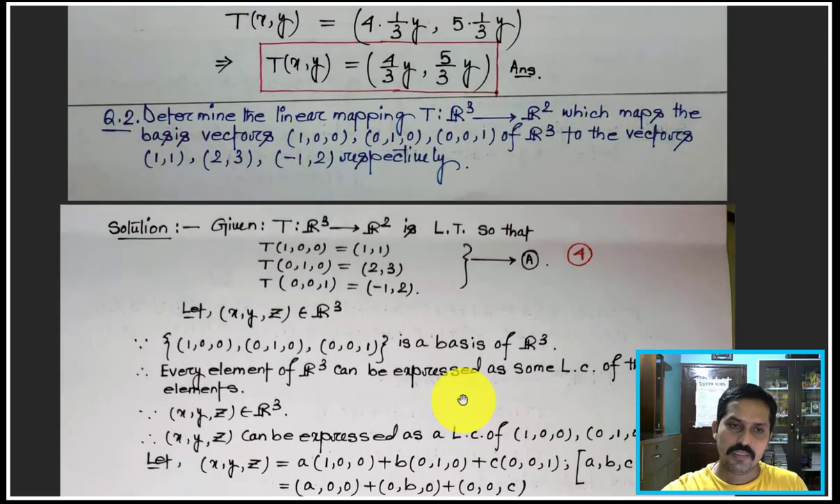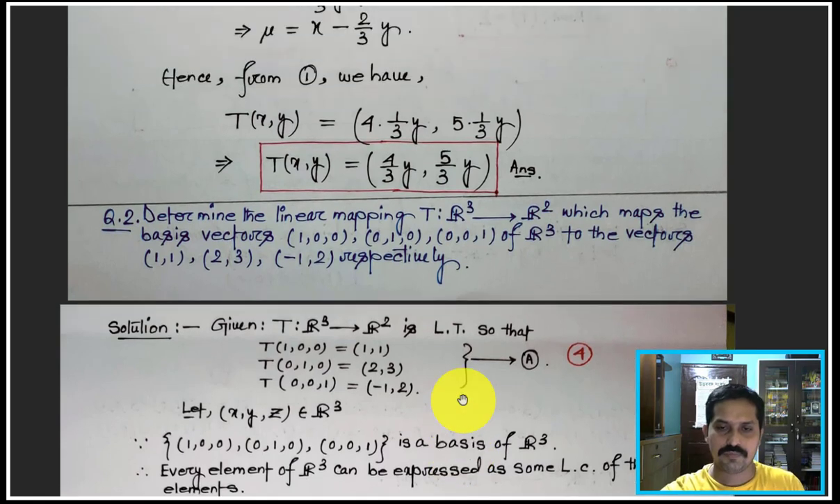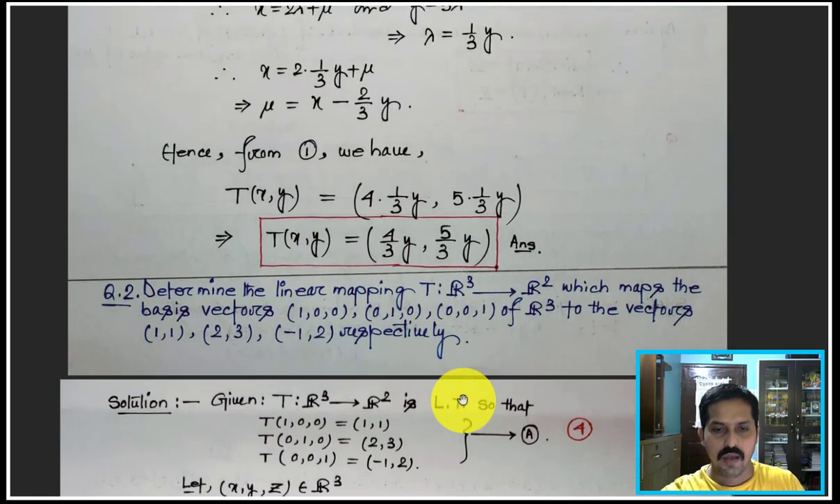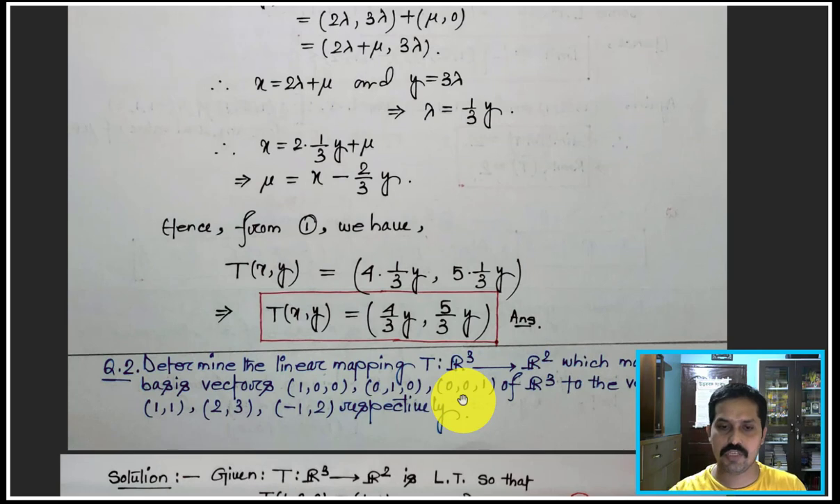In these two examples I showed how we can find linear transformations when two or three elements and their related transformations are given. Whenever you study linear transformations, first see my previous videos, then come to this third video. Then only will you have a proper idea about linear transformations.